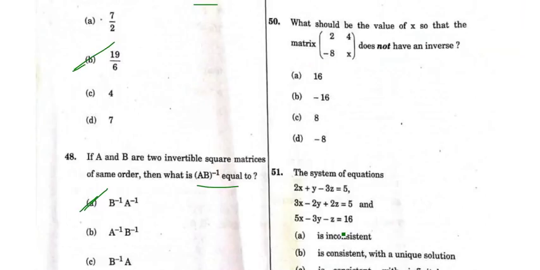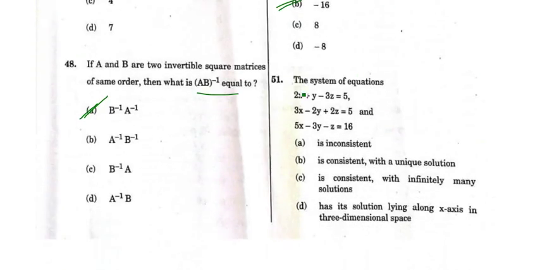50th one: what should be the value of x so that the given matrix does not have an inverse? So x equal to minus 16 is verifying this. So B option should be right, because mod A will be 0.